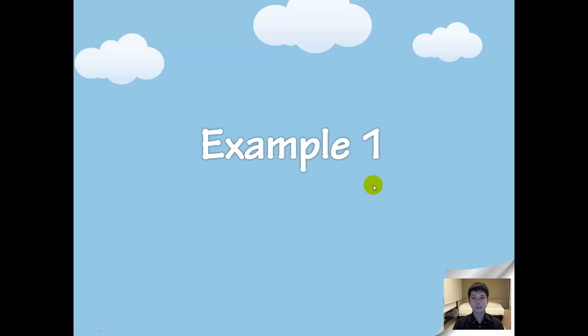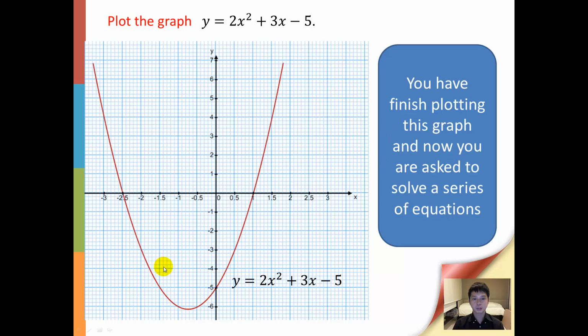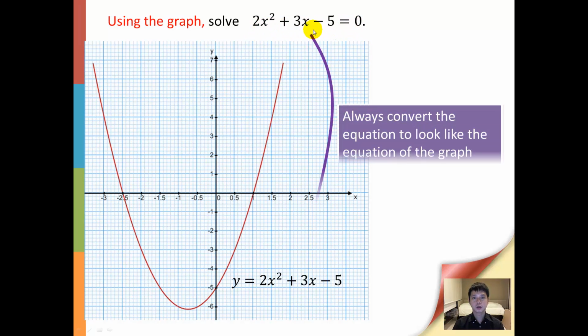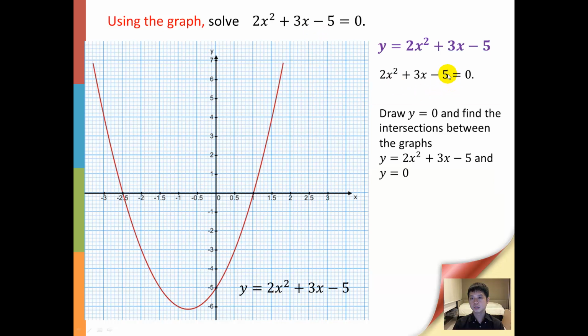Now let us look at the first example. We have finished plotting this curve here, y equals 2x squared plus 3x minus 5. And now we are asked to solve a series of equations. For example, we are asked to solve this equation here. The first step is always to convert this equation to look like the equation of the curve. Now since this part of the equation is exactly the same as the curve, there is no manipulation needed.